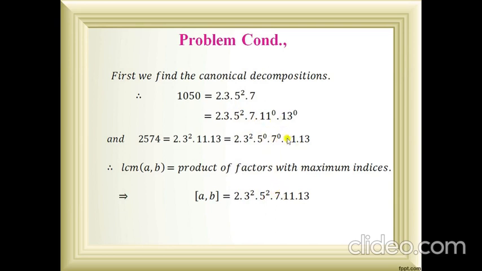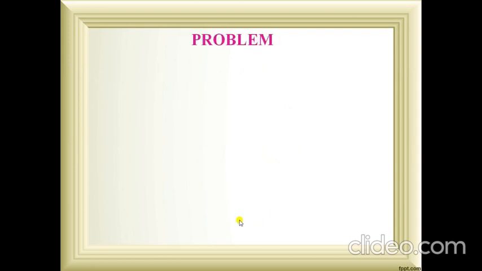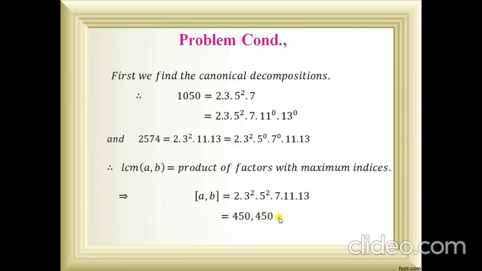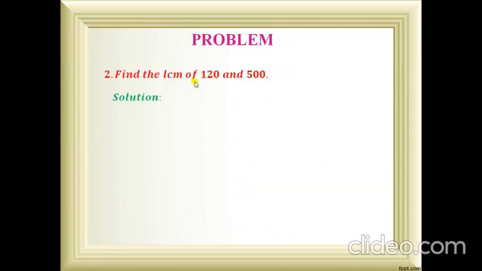11 power maximum of 0 comma 1, 1 is the maximum, and 13 power maximum of 0 comma 1, 1 is the maximum. So this is what I am getting as the factors. After multiplying, I will get 450,450 as the LCM of the given two numbers. So let us have the second problem. Find the LCM of 120 and 500.